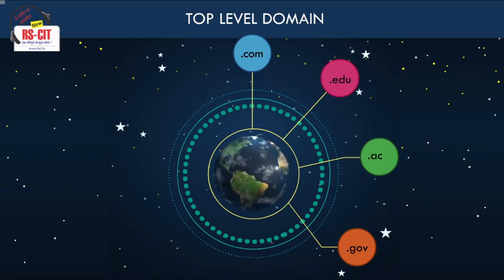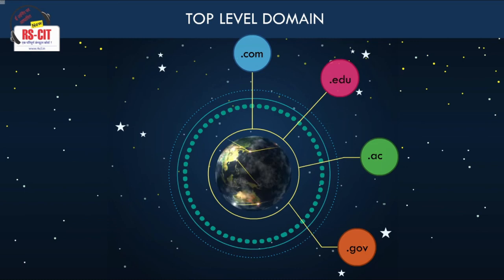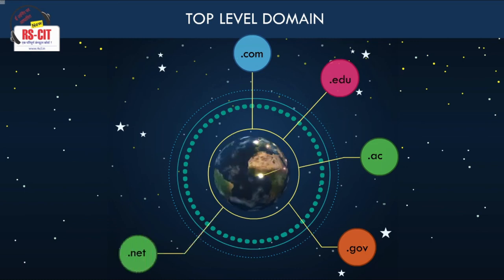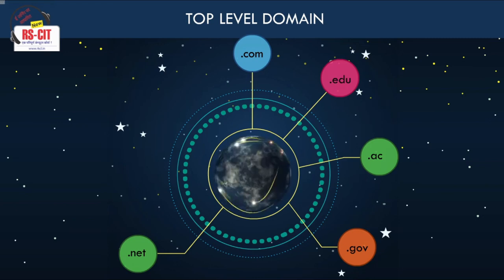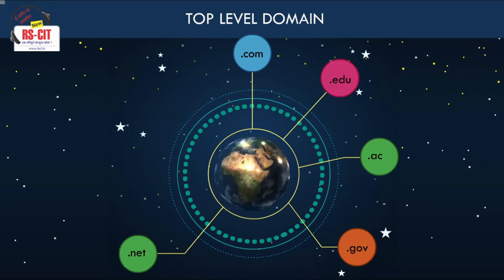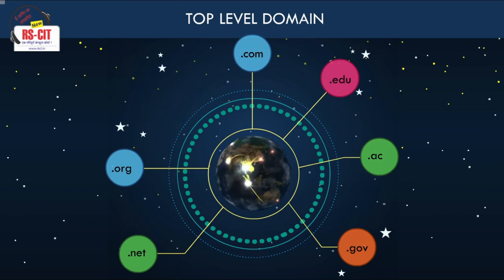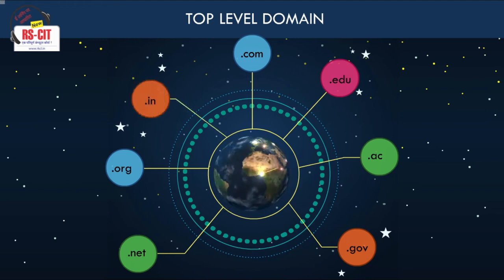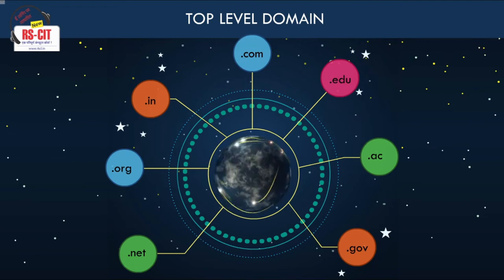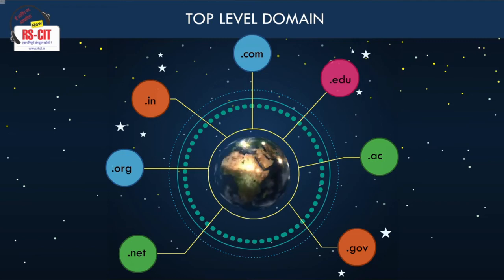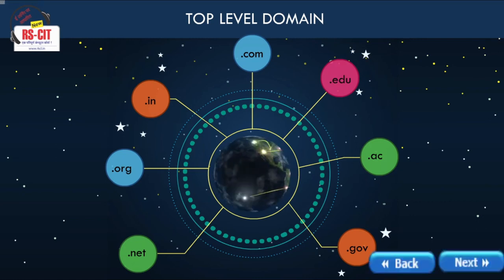Top-level domain .gov. Original intended use government. Example: https://rajasthan.gov.in. Top-level domain .net. Original intended use networking organizations or ISPs. Example: www.slideshare.net. Top-level domain .org. Original intended use non-profit organizations. Example: www.wikipedia.org. Top-level domain .in. Original intended use available to anyone. Example: www.ebay.in.